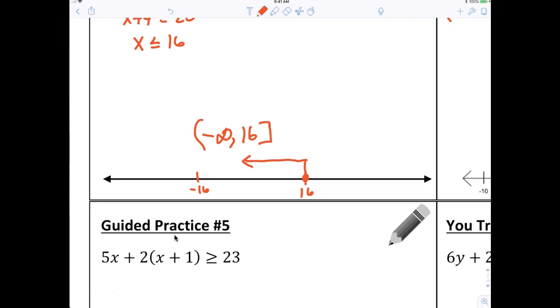Come on now. Make sure you're understanding that. If it's equal to, it's a bracket. Look how simple this is. This is equal to. This is equal to. That's why it's the bracket. It's really that simple. If there's an equal to, it's a bracket. Infinity will never have a bracket. It'll always be a parentheses.